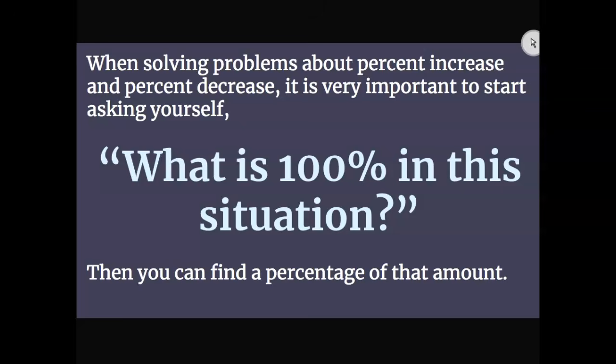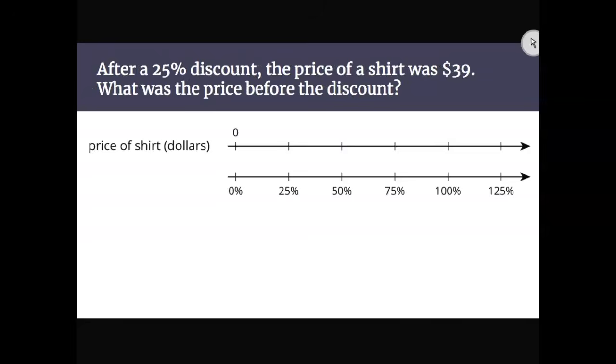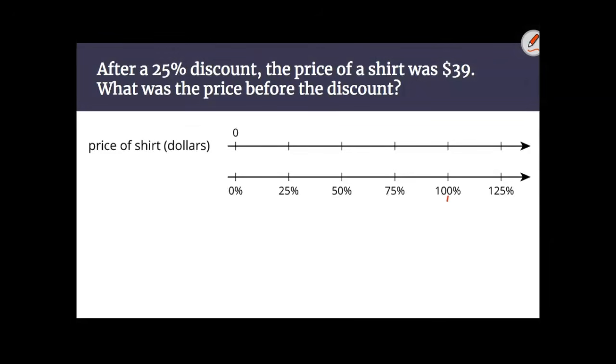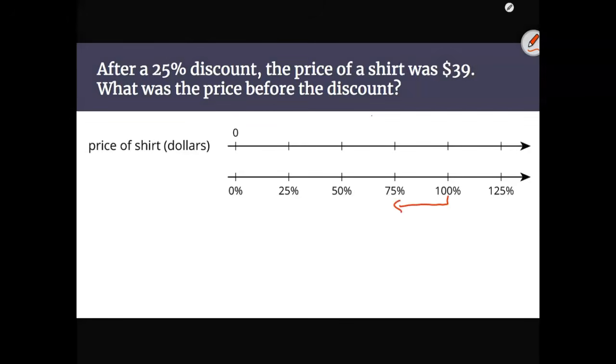So we're going to look at a few where we don't automatically know what the 100% is. So here's a scenario. After a 25% discount, the price of a shirt was $39. So that $39 is not the 100%. It's our price after a 25% discount. So I want you to think about that. We started at 100% and we have a 25% discount. We are at 75%. So that 75% is my $39. We're trying to figure out what the price was before the discount. So we're trying to figure out what that 100% is.